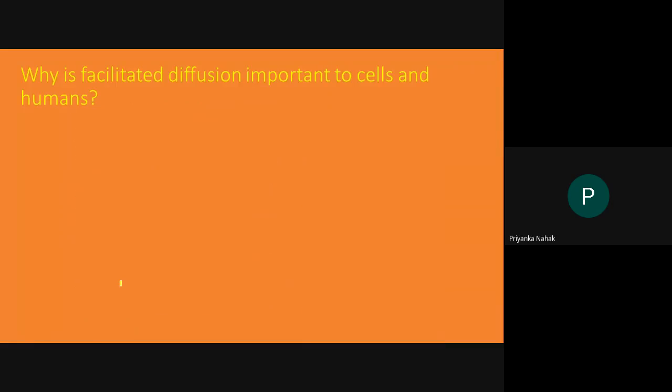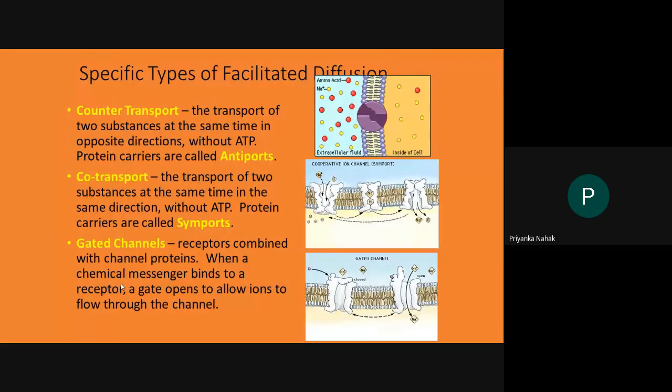Sir, is antiporter a co-transport? Now see, antiporter is counter transport. It is also called co-transport. See, in case of co-transport, both these molecules move together.